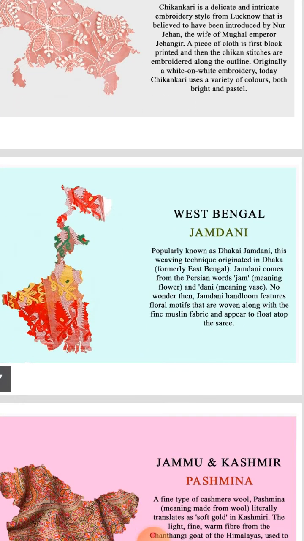Now moving to West Bengal, my state, it belongs to Jamdani. It is famous as the Jamdani Tat, popularly known as Dhakai Jamdani. This weaving technique originated in Dhaka, formerly East Bengal. Jamdani comes from the Persian words jam, meaning flower, and dani, meaning vase. No wonder the Jamdani handloom features floral motifs woven along with fine muslin fabric that appear to float out of the sari.